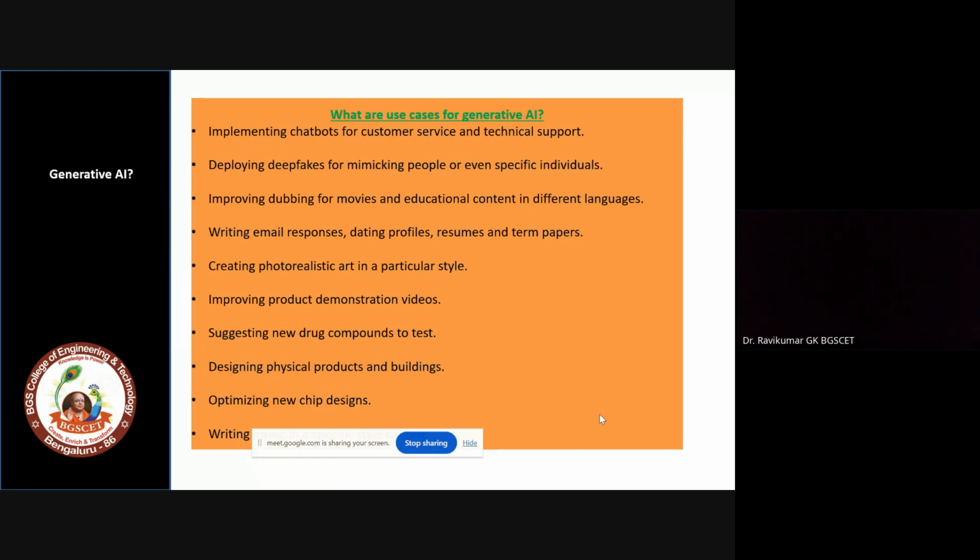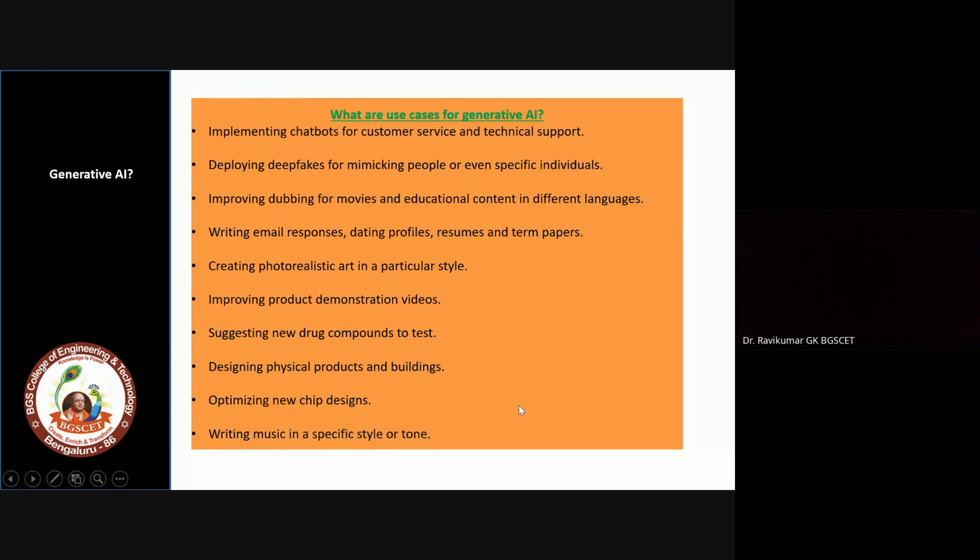The next AI use case is designing a physical product and a building. Nowadays, looking at a computer itself, you can build a building, and generative AI will help you have a complete building, including infrastructure and interior decoration. All those things can be done using generative AI, depending upon your taste and your requirement. Next, coming to electronics, you can have a chip design and all those things.